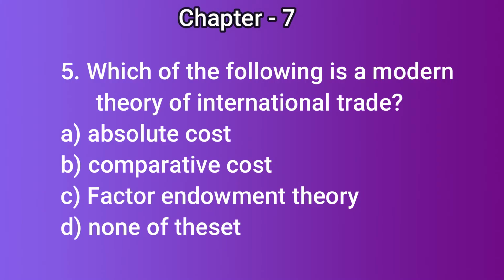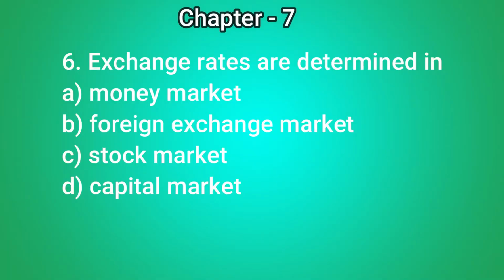Question number 5. Which of the following is a modern theory of international trade? A. Absolute cost. B. Comparative cost. C. Factor endowment theory. D. None of the set. The correct answer is C. Factor endowment theory.